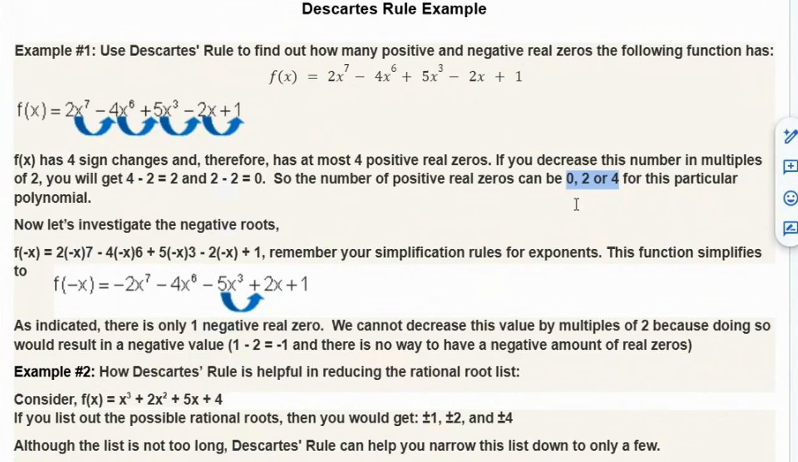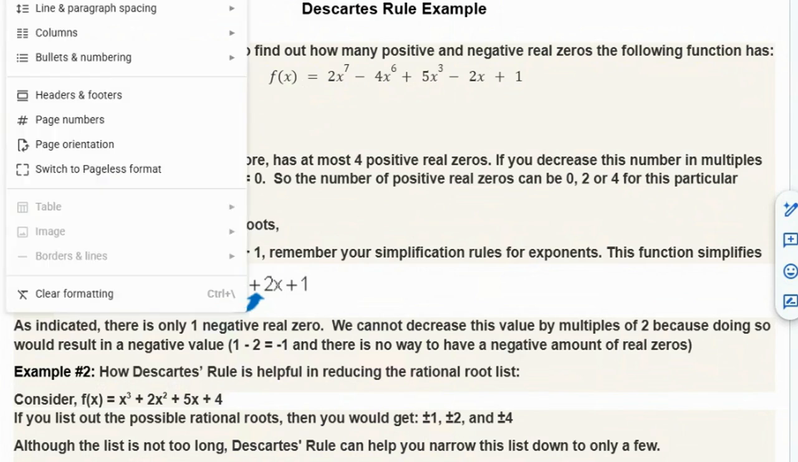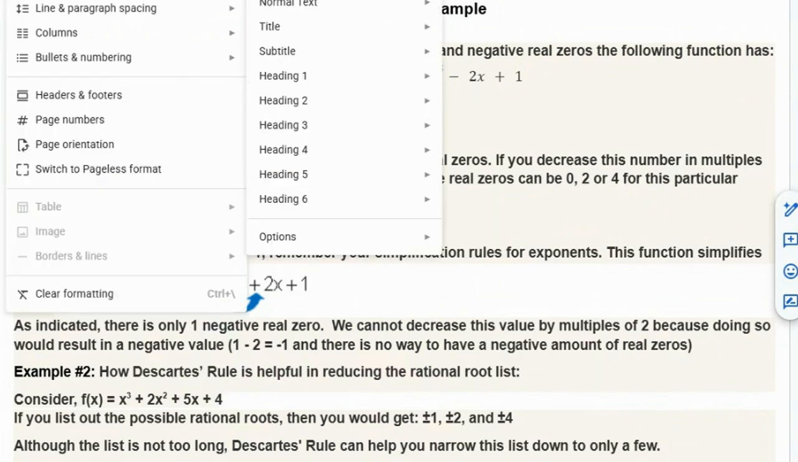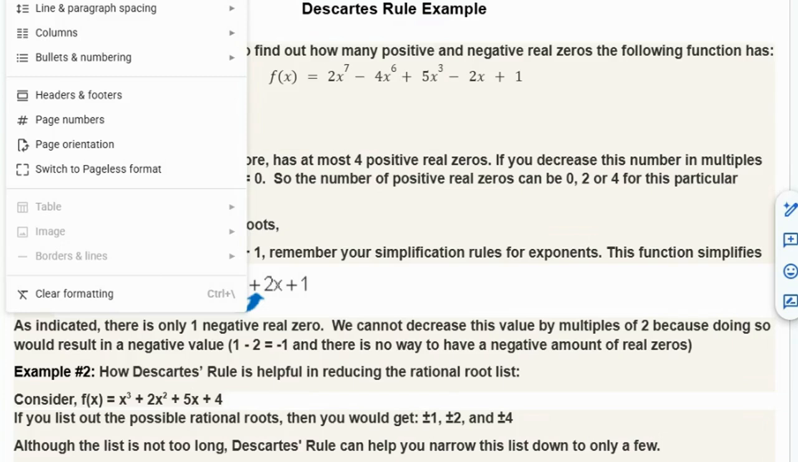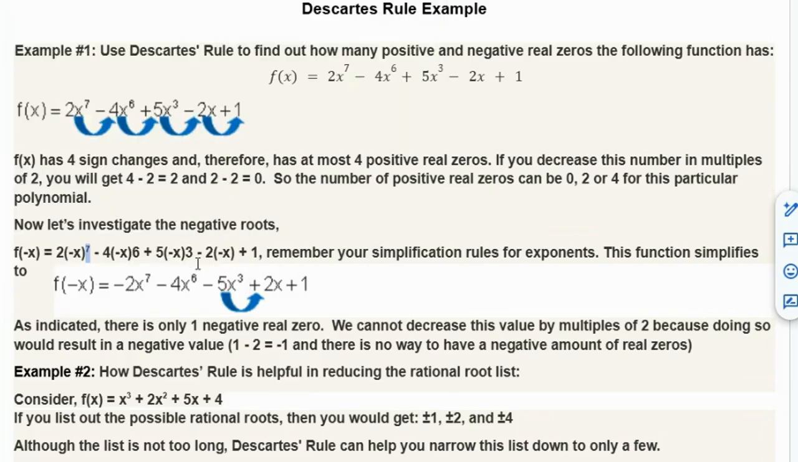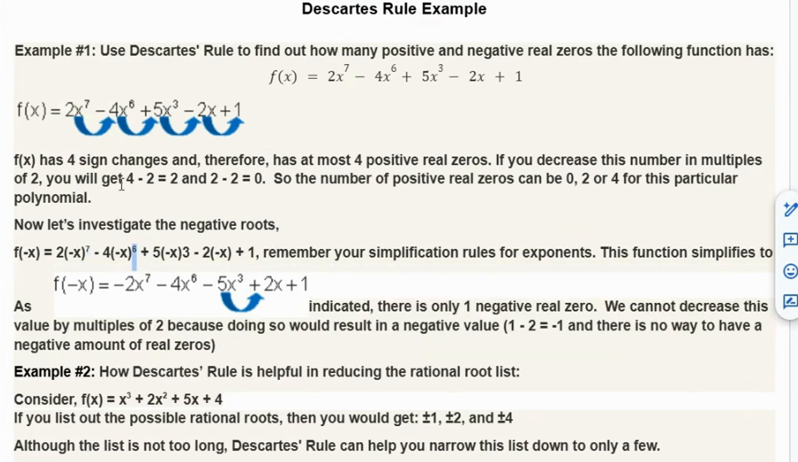Now it said, let's investigate the negative roots. Now this is supposed to be raised to a power. Let me fix that there. Superscript that. Yeah, that's what I need to do. And superscript 6. And I'll fix that right there in the document.